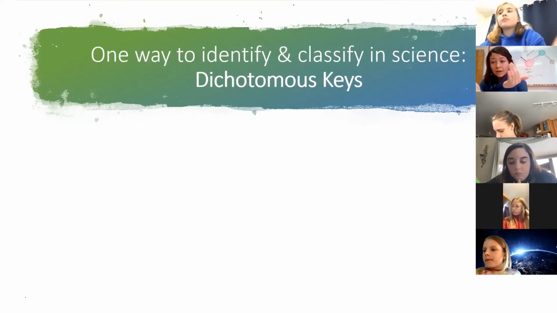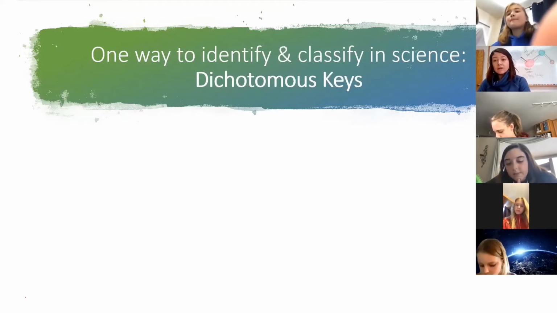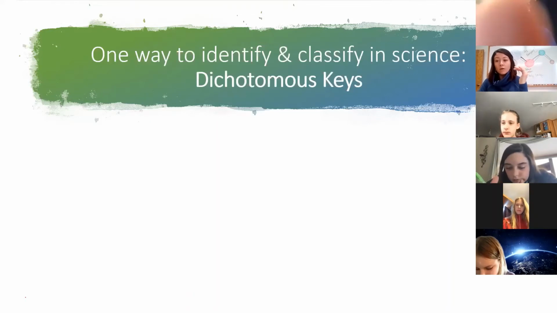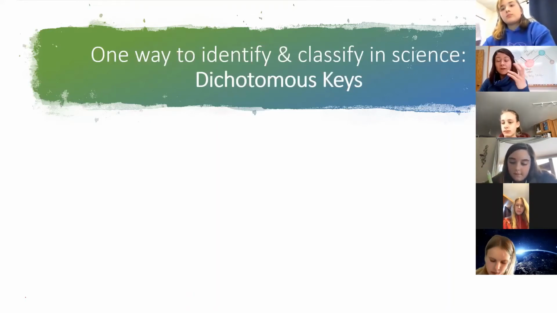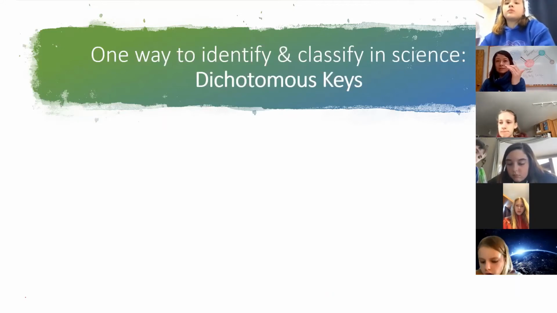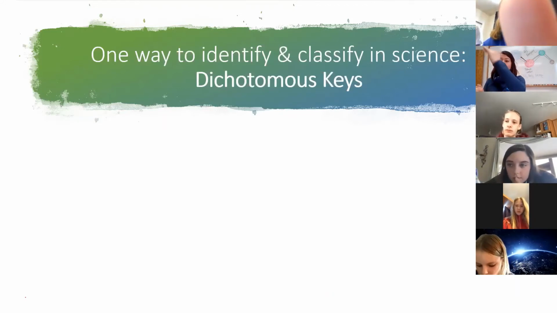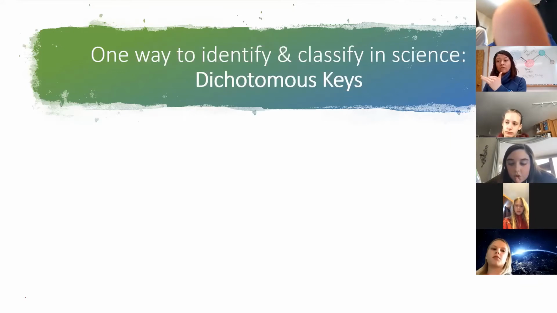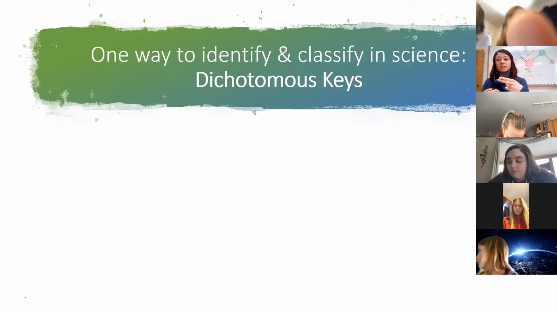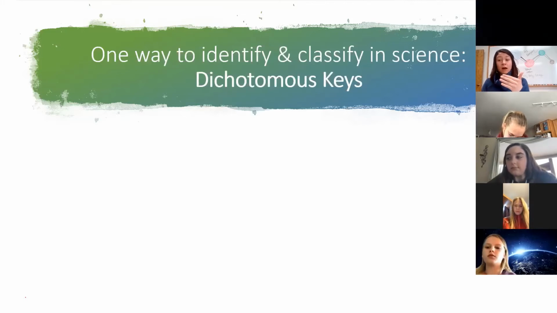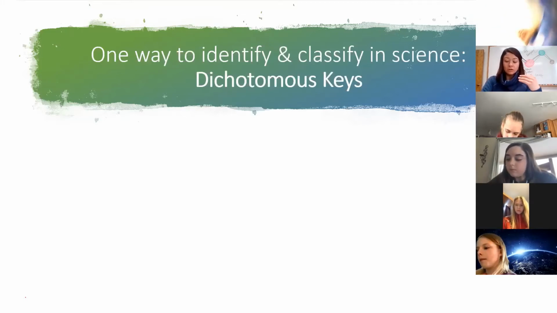So a dichotomous key, basically it's a tool that scientists use to go about classifying something or finding a way to identify something by going down a list and saying, is it this or is it that? Is it this or is it that? Until you get to your final answer, right? Because splitting into 2 questions makes it very cut and dry, right? So, and I'll show you an example of this.